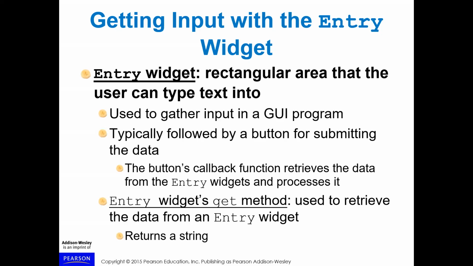So we talked about the entry widget. We've already seen how it works. It's a rectangular area that users can type text into. It's used to gather input in a GUI program. Typically followed by a button, which we've already used for submitting the data. And then the button's callback function, I've shown, retrieves the data from the entry widget and processes it. Entry widgets have a get method. We've also looked at that, which is used to retrieve the data from an entry widget, and it returns a string, which we printed out to the terminal.